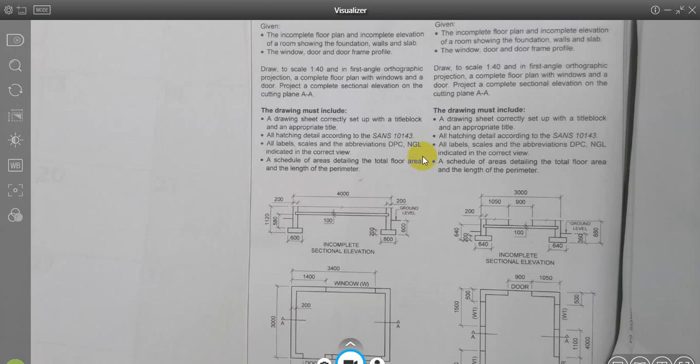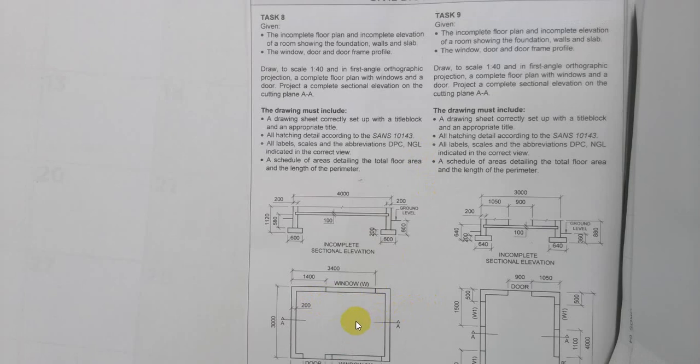Today's lesson is based on our civil drawing, whereby we are given these two views, which is your floor plan and your sectional elevation. Both these views are incomplete. What is important is that we first read what it is that we need to do. What is it that we are given? It's an incomplete floor plan, an incomplete elevation of a room showing the foundation, walls and slab. And we are given the window and a door and a frame profile.